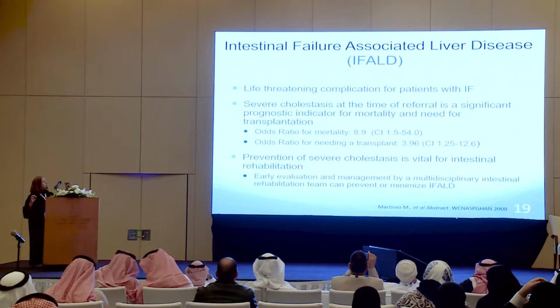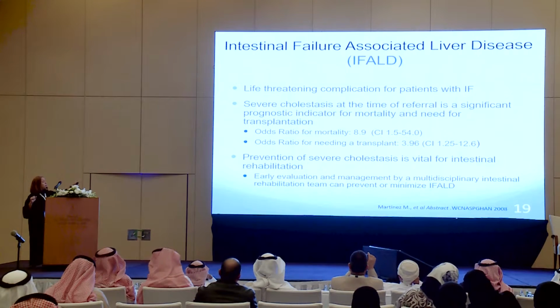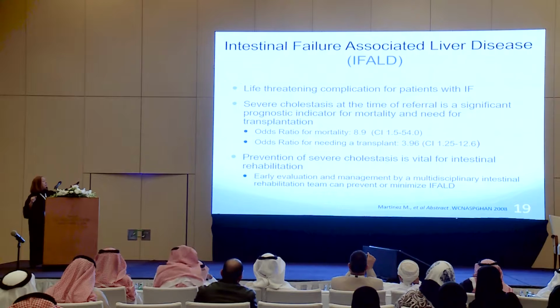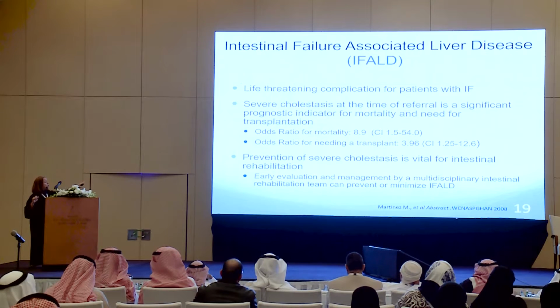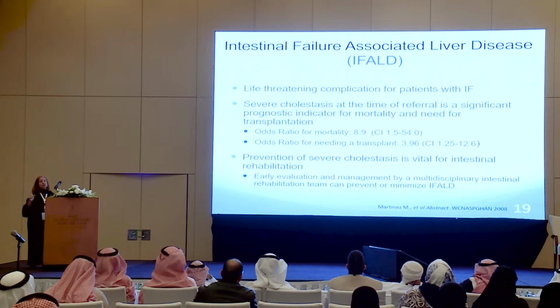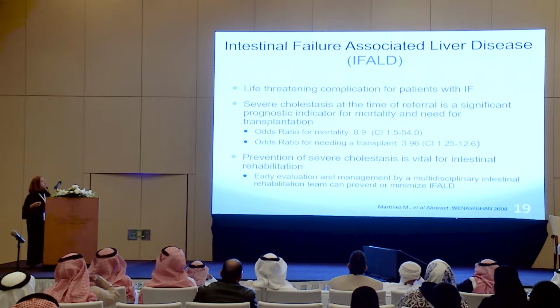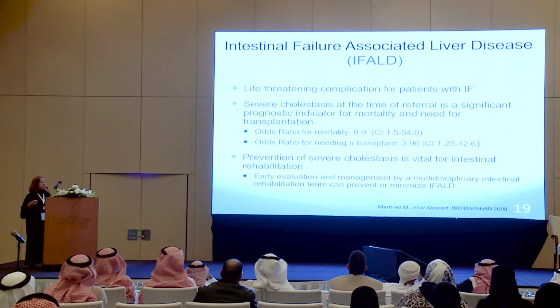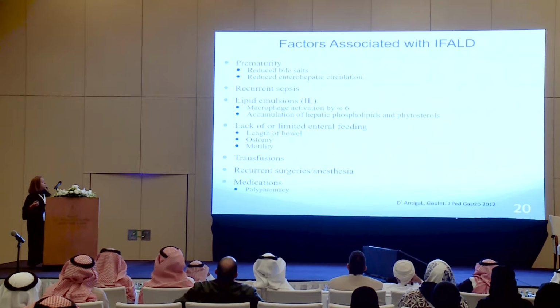We did this evaluation in about 100 of our patients several years ago, and we found that patients that have high bilirubin have an odds ratio of mortality of almost 9 compared with the patients that have lower bilirubin. And the odds ratio for needing transplant was close to 4 if the patient has high bilirubin at the time of referral. Then prevention of cholestasis is vital for intestinal rehabilitation. Early referral to a multidisciplinary team is the key to optimize the care for these patients.